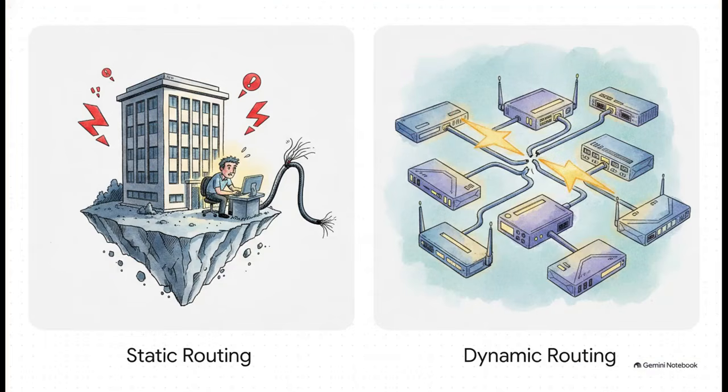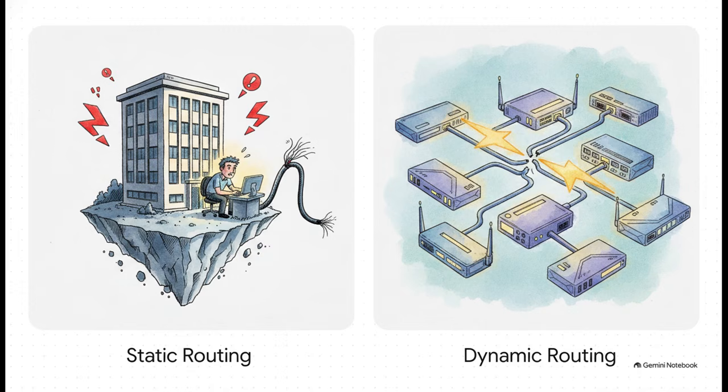Well, there's a pretty stark contrast in how we solve this. On one side, we have static routing. This is where an admin has to manually type every single destination network into every router's table. Now, static routing is perfectly fine for a tiny stub network, like an isolated office with just one connection to the outside world. But the second a link goes down, static routing breaks.